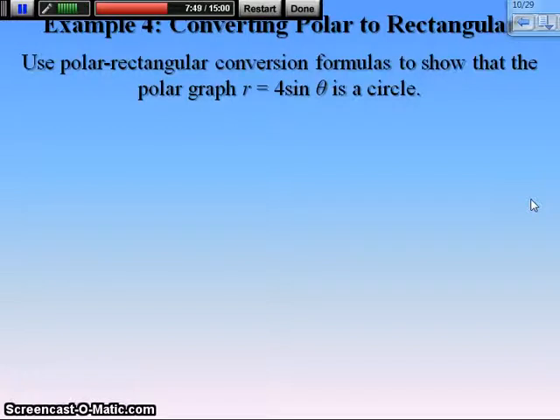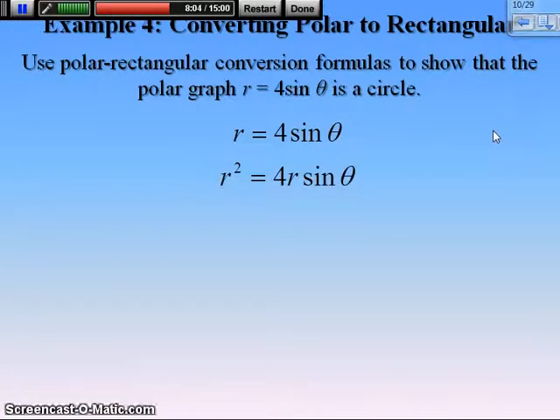Converting from polar to rectangular. Now, we've done coordinates, but is it possible to take a polar equation and make out of it a rectangular equation? Well, it's actually not too bad. We'll start out with r equals 4 sine theta. I'll multiply both sides by r so that I'll have an r squared over here. Now, r squared is x squared plus y squared. You may wonder about this: what is this r sine theta? Well, remember, one of the conversion formulas is just the formula for y. r sine theta equals y.